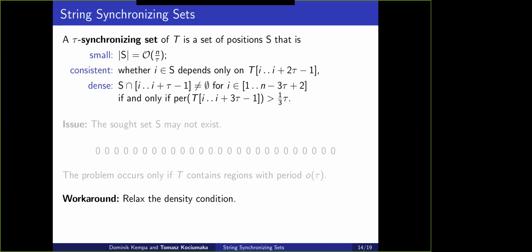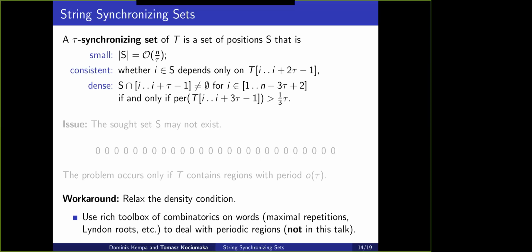And here there is also some difference compared to partitioning sets: you have if and only if here, not just an if. That's useful, but I will completely ignore this in the talk because I will ignore the whole periodic case. In the periodic case, we are using techniques which are quite well known to this community, maximal repetitions, also known as runs, Lyndon roots, and so on. In general, whenever you apply synchronizing sets, the rule of thumb is that if everything works for a non-periodic case, then it's likely that after some work, you will be able to make it work in the periodic case as well without losing efficiency.